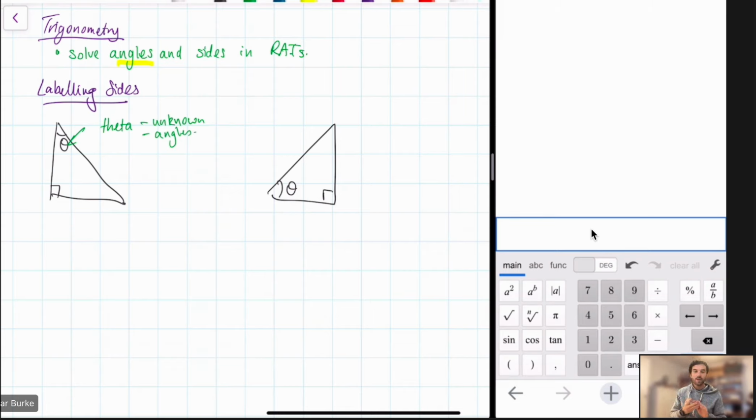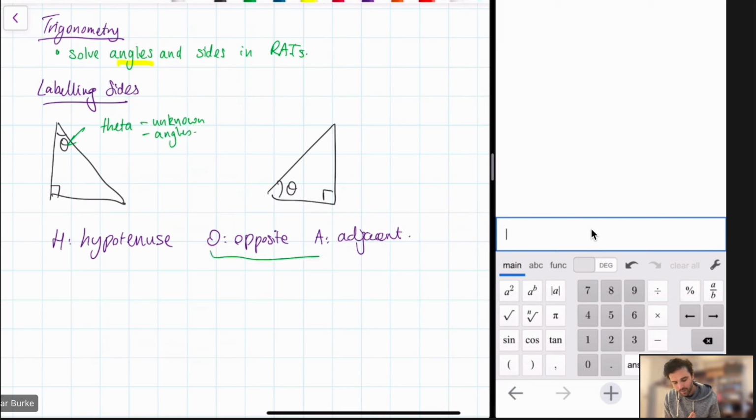Now, there's three sides we've got to know about, and then we've got theta. So you've got H, which is the hypotenuse. Then you've got O, which is the opposite. And then you've got A, which is the adjacent. Now you may connect these with before. These are the shorter sides. Okay, remember with Pythag, A and B were the shorter sides. This is very similar, but it's done from the perspective of the angle.